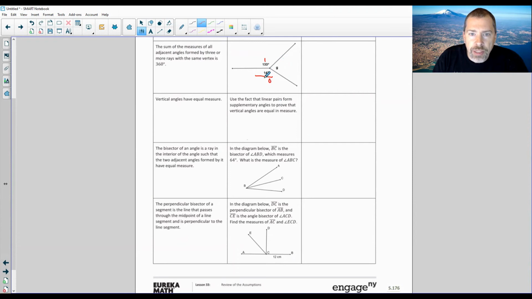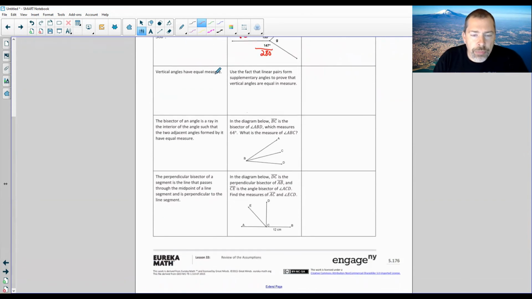7 plus 3 is 10. 4 plus 3 is 7, plus 1 is 8. 1 plus 1 is 2. So then I take 360 minus 280, and I get 80. So the measure of angle G equals 80 degrees. Okay, all right.